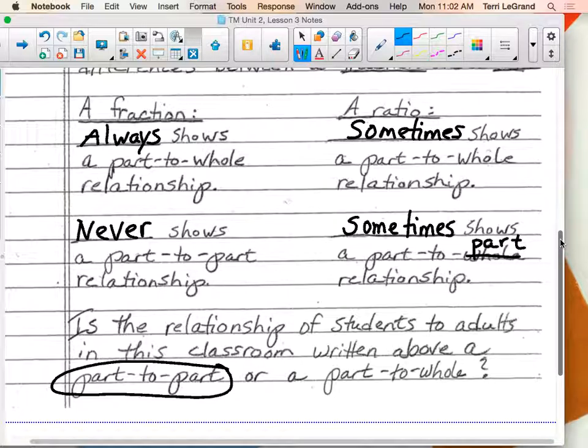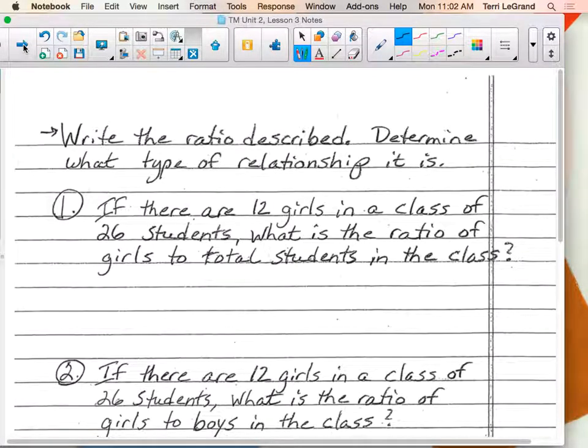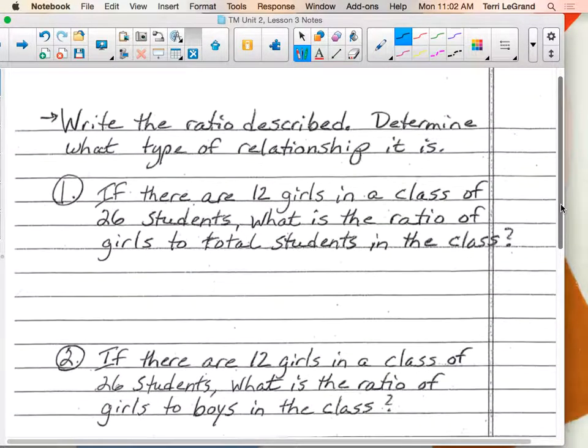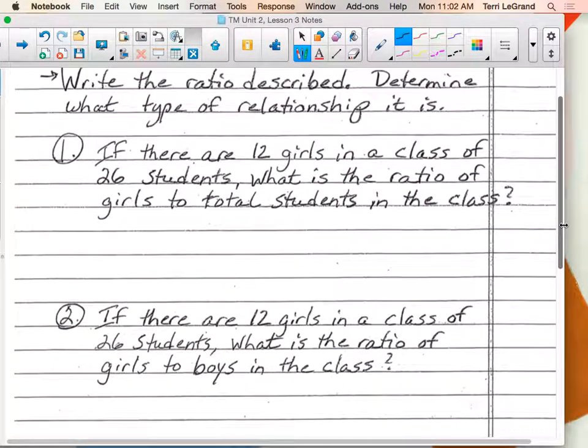It's got to be one or the other, in other words. Okay, let's go to the back side where we can do some practice with this. So write the ratio described, it says. Determine what type of relationship it is. If there are 12 girls in a class of 26 students, what is the ratio of girls to total students?